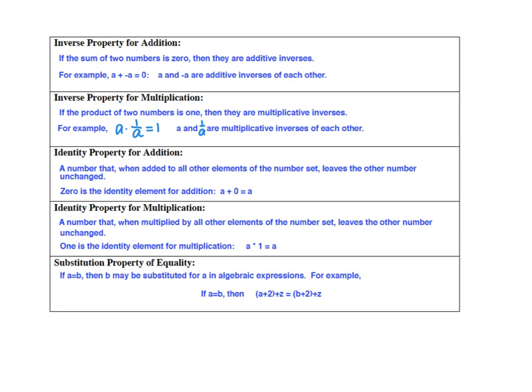Substitution property of equality says that if A equals B, then B may be substituted for A in algebraic expressions. So for example, if A is equal to B, and I have A plus 2 plus Z, I can put B in for A, and I get B plus 2 plus Z.